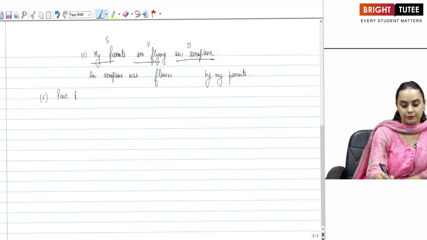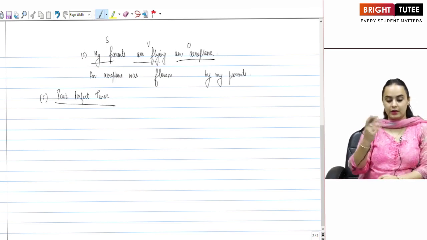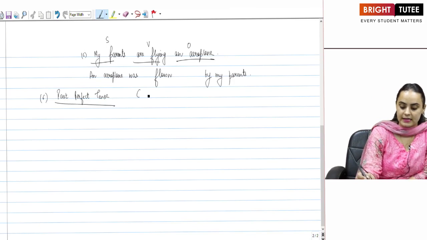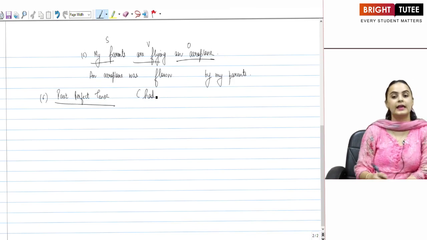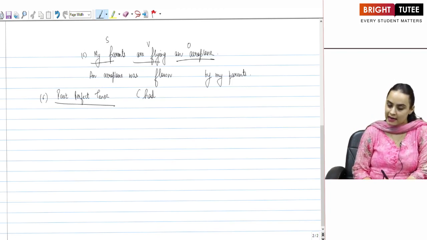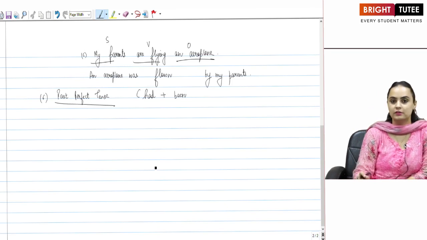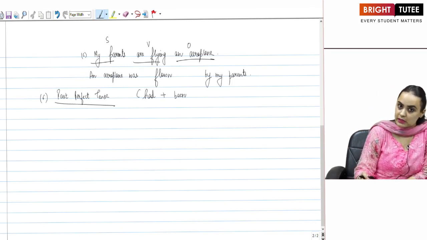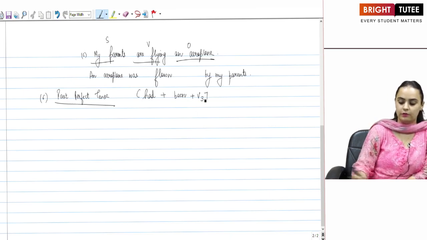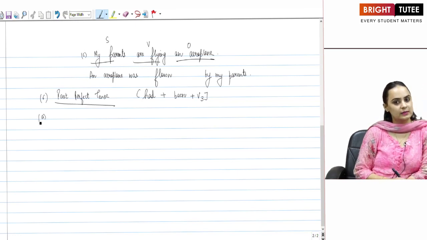Past perfect tense. Now what is the rule? When we are talking about past perfect tense, there is only one helping verb that we use in case of past perfect tense, which is had. In perfect tense, we always use been, just the way we used it in the present perfect tense. And then comes the third form of the verb. So let us look at some of the examples.